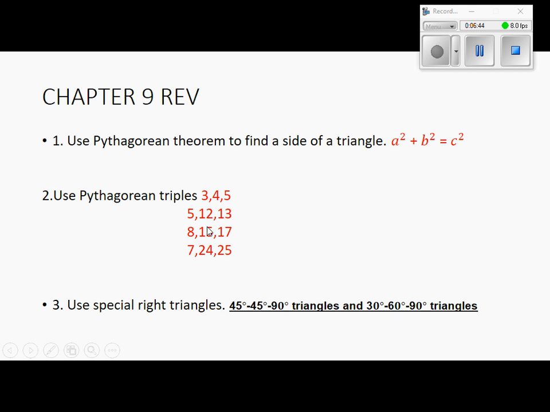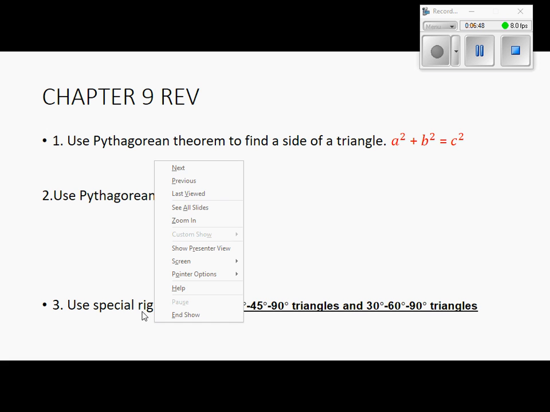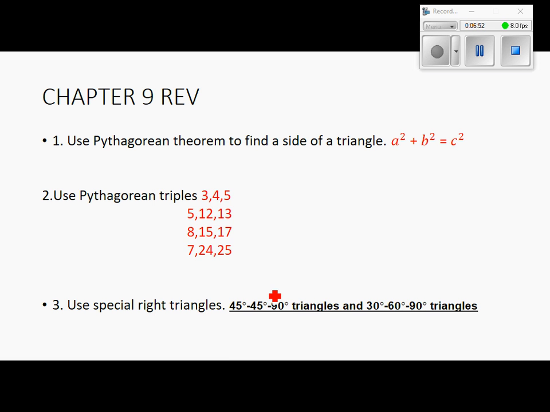All right, so Chapter 9 review. Things that are going to be on the Chapter 9 test: be able to use Pythagorean's theorem. It's a squared plus b squared equals c squared. Remember that most everything that we did this chapter dealt with right triangles. I think just everything that we did dealt with it.